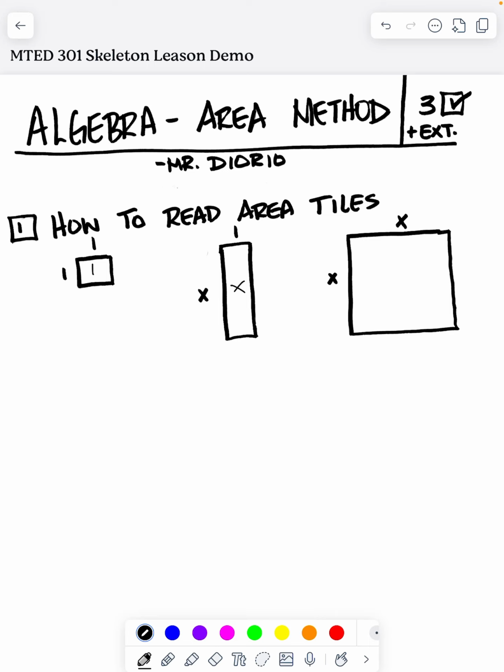Now this big square, remember the long lengths represent the value of x, and the area in this case would be x times x, which gives us x squared. So the big square would represent our x squared. Now we're ready to do some multiplying binomials.